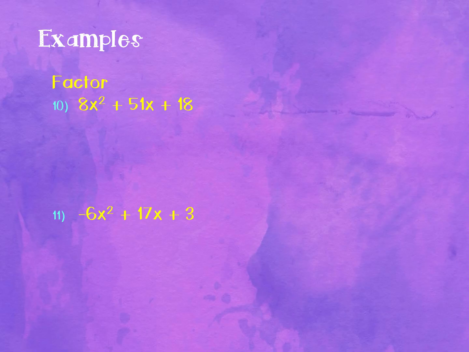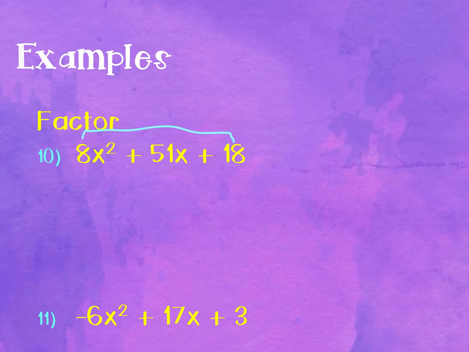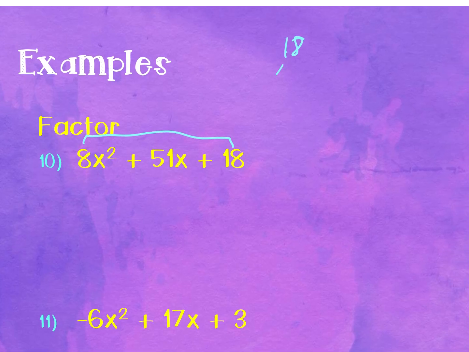All right, so now let's look at number 10. Those of you that like to do the first times the last, what's 8 times 18? You get 144. So you're looking here for factors of 144 that add to positive 51. Do we know that? Probably not off the top of your head. Most people, and the way that I've taught this in the past, is you can keep finding factors, and eventually you're going to find one that adds up to 51.